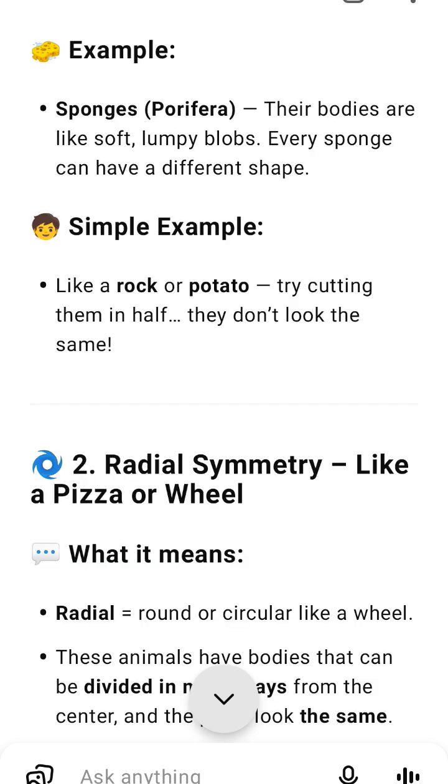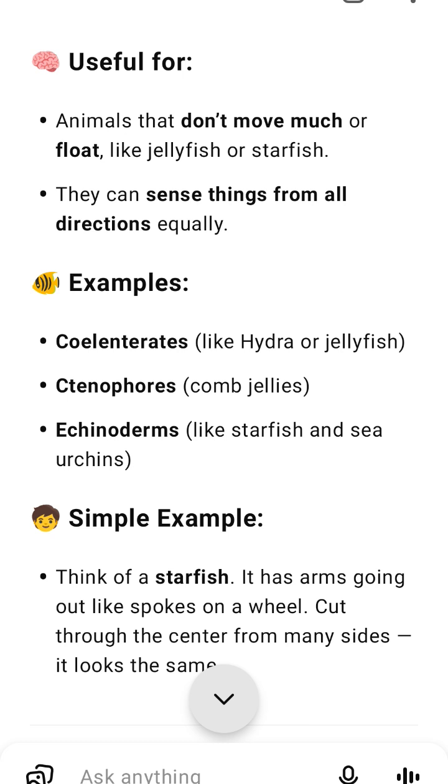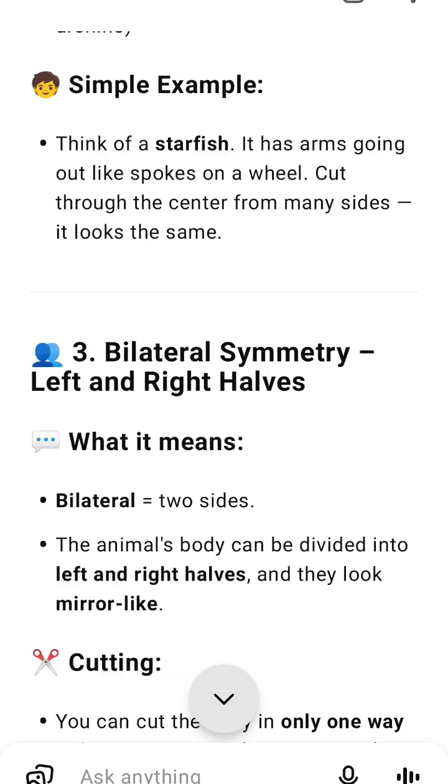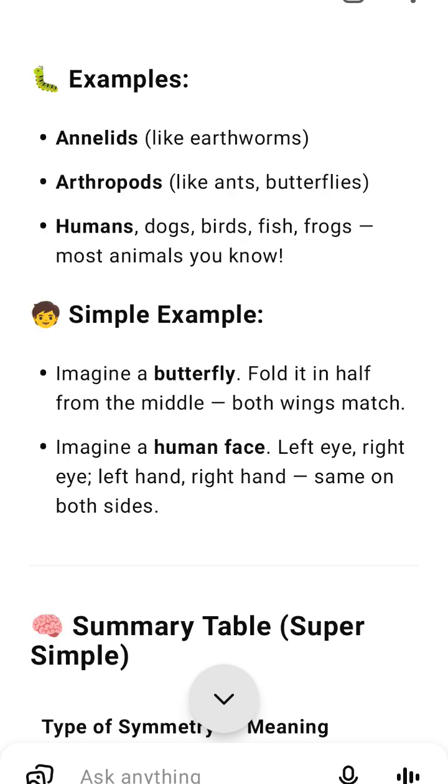2. Radial symmetry, round symmetry, like a pizza. What it means: radial means round, like the rays of the sun or spokes on a wheel. In radial symmetry, if you pass a cut through the center, the animal splits into equal parts, like slices of pizza. What it looks like: the body parts are arranged in a circle around a central point. All parts are evenly spread out like petals of a flower.